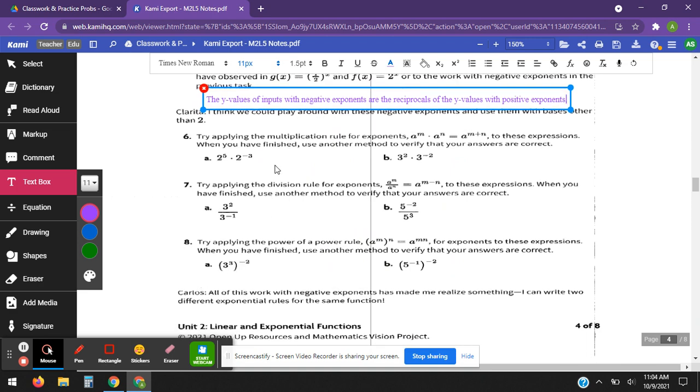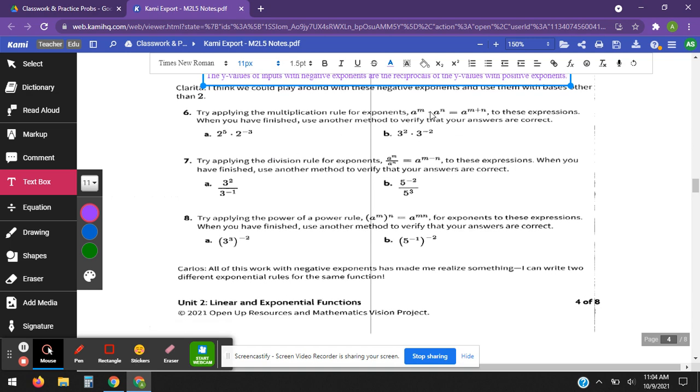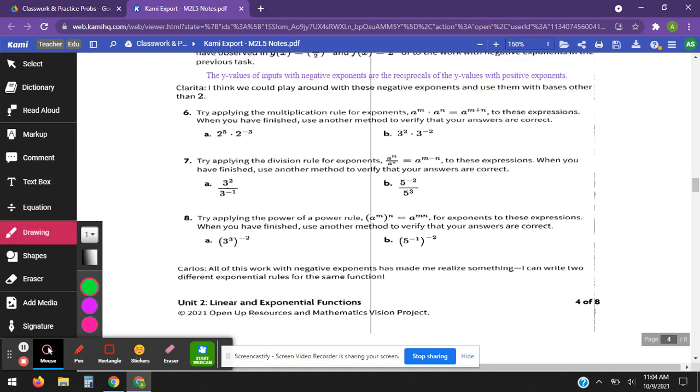Okay, so trying the multiplication rule for the exponents of adding the exponents when the bases are multiplied to these expressions. When you finish, use another method to verify your answers are correct. So how we're going to do this is I'm going to do one proof in one color, and I'll do the other proof in another. So our rule says we're going to add the exponents. So 2 to the 5th plus a negative 3, which if I have 5 and I'm adding a negative to it, I end up with 2 to the second, which is 4.